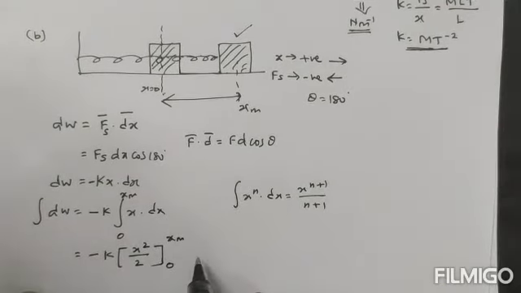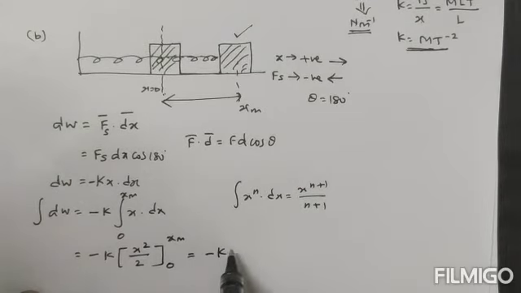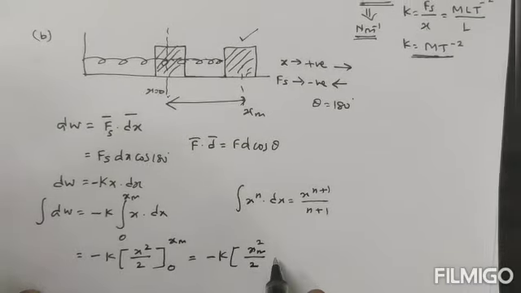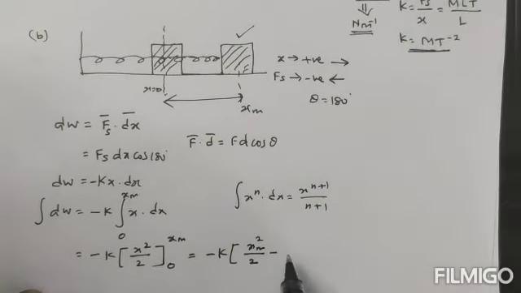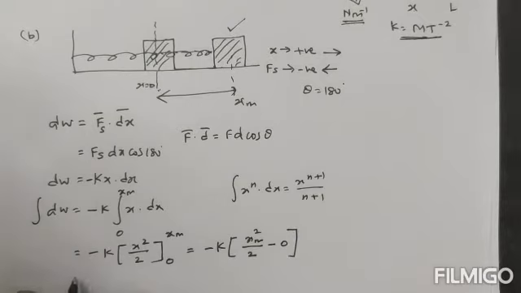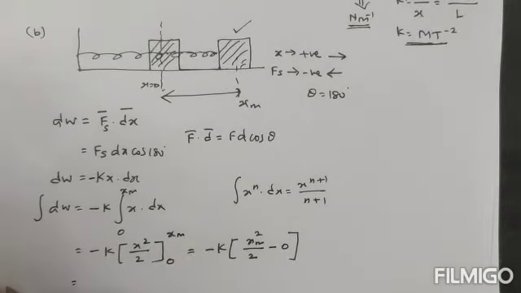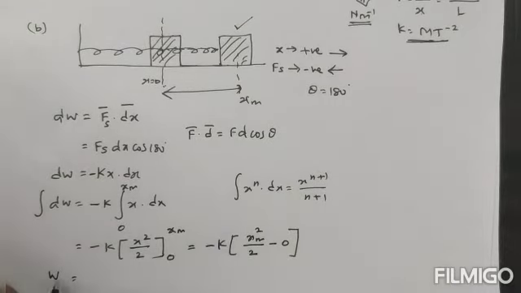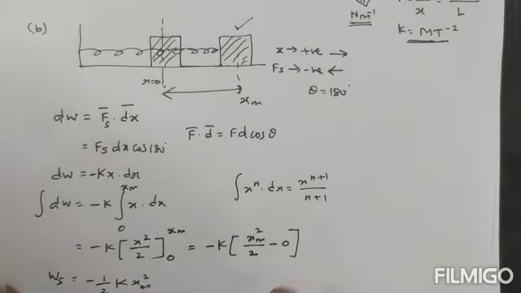So the next step: minus k into upper limit minus lower limit. Upper limit is xm squared divided by 2, minus lower limit, 0 squared divided by 2, so that is 0 only. So we can write integral dw as work done. Here we are going to calculate the work done for the spring, so I can write W suffix s, which is minus k into x squared divided by 2, that is minus half k xm squared.